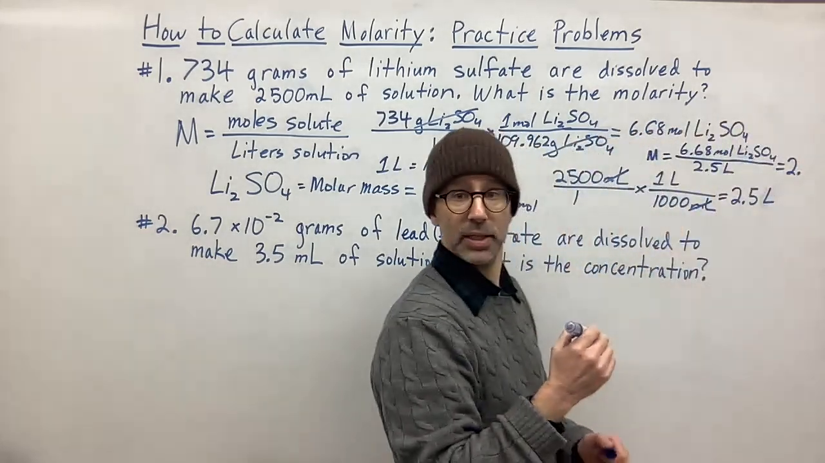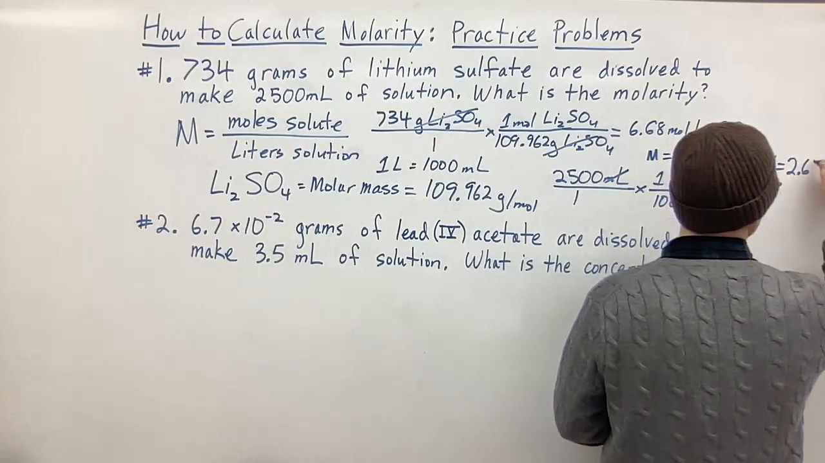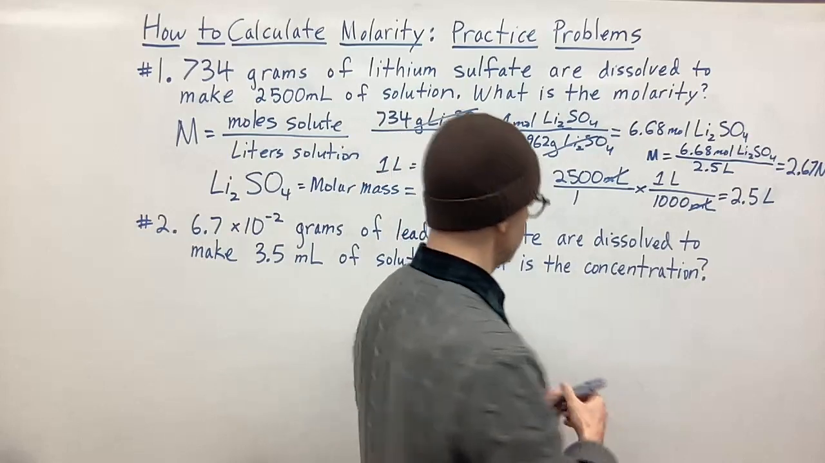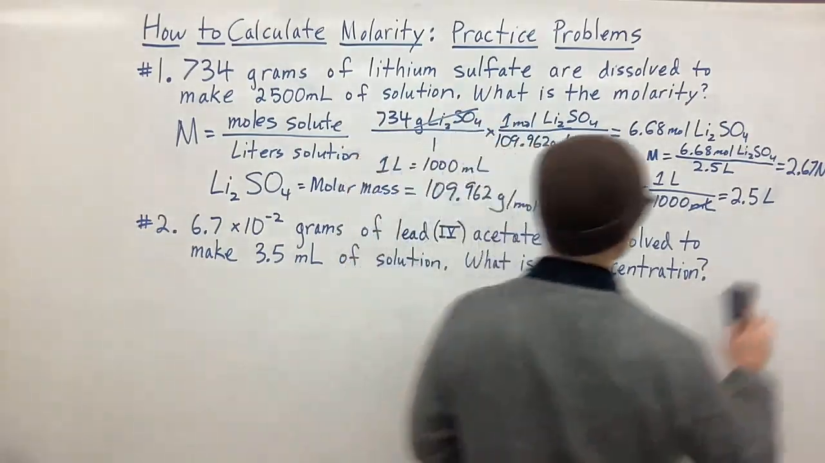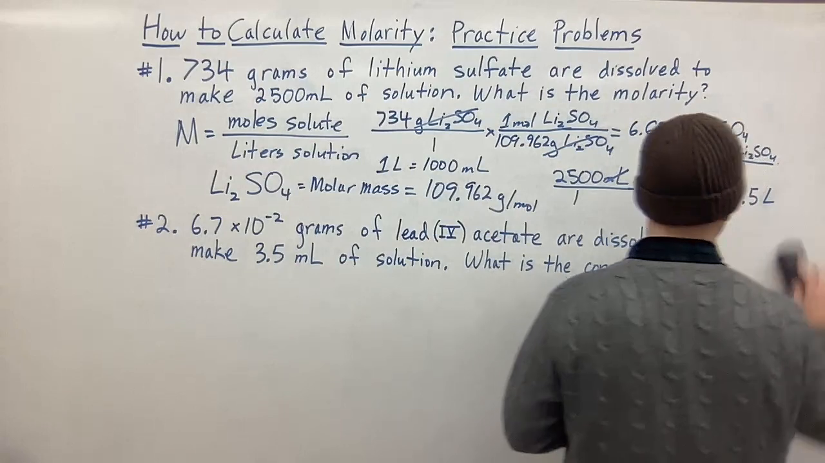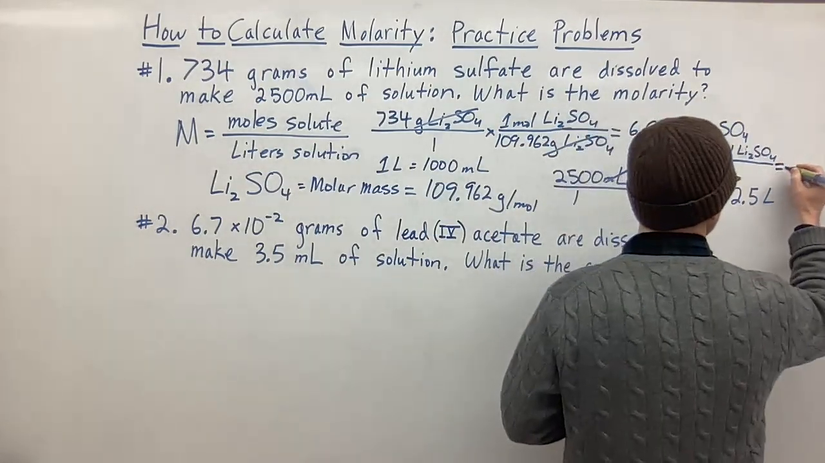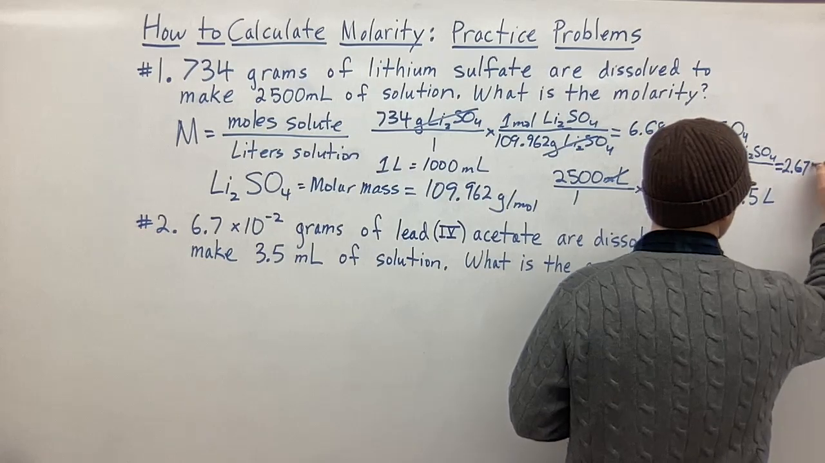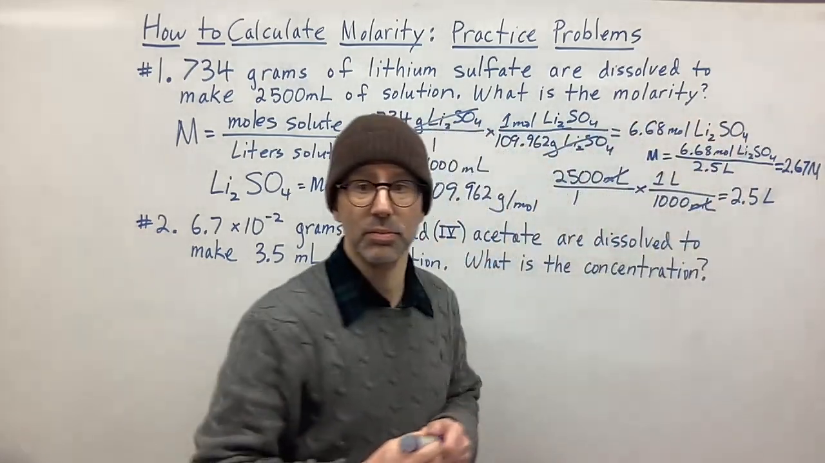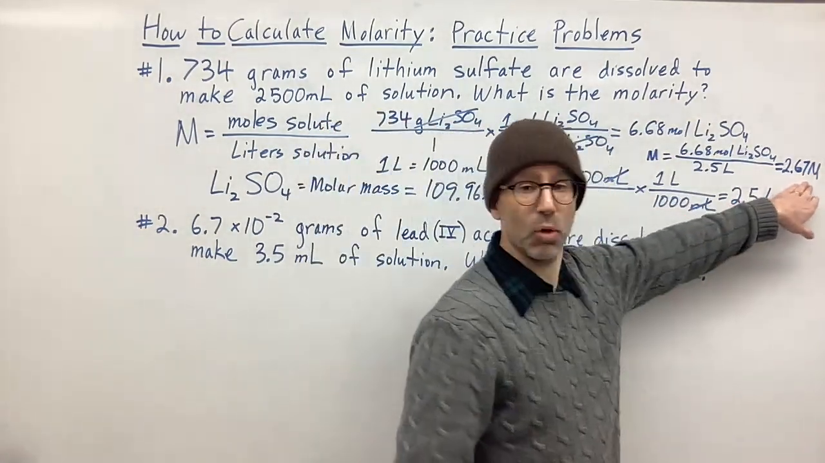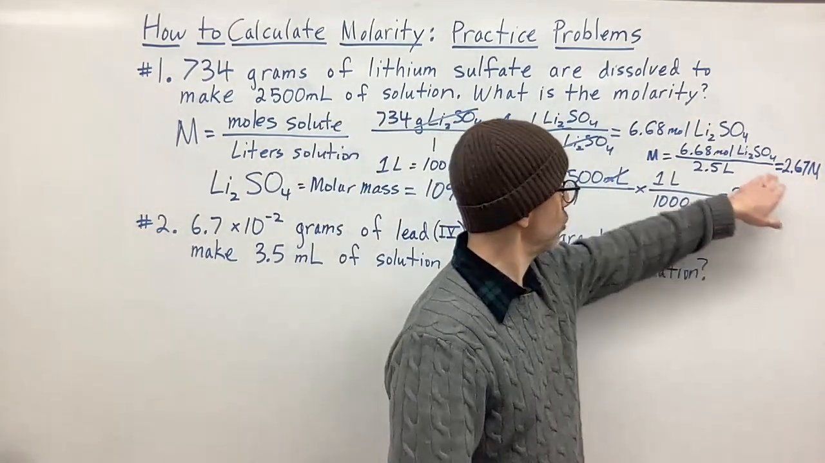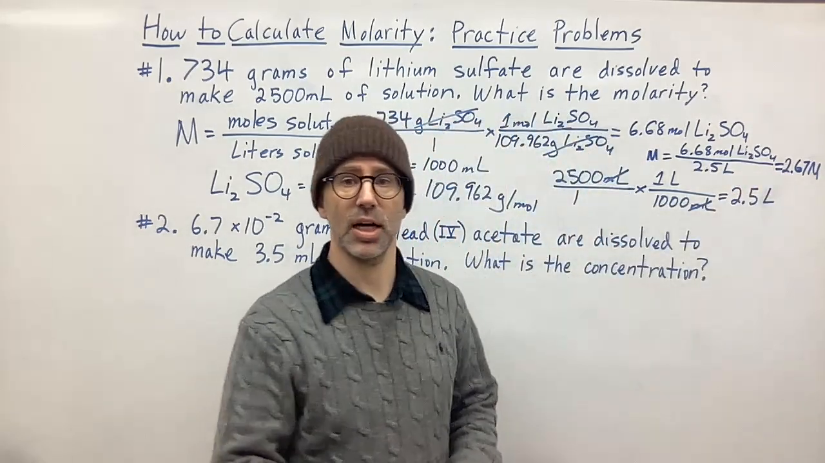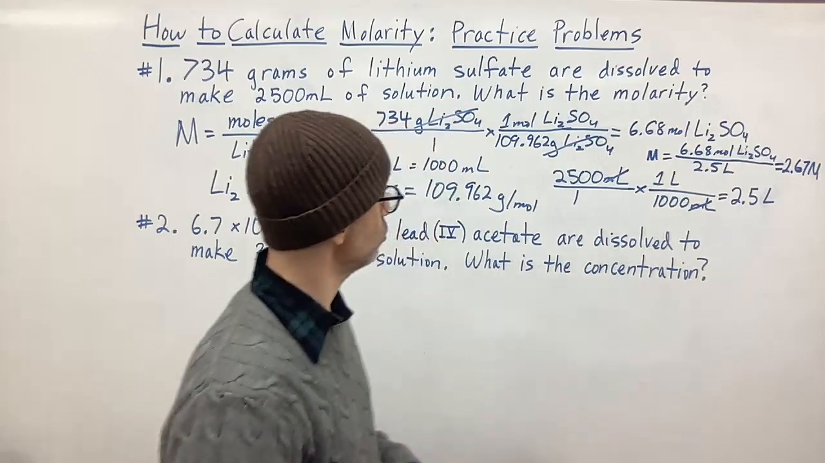So that's going to be 2.667 molar. So the capital M means molarity, molar. So they usually say 2.67 molar for the concentration. So that's the molarity of this particular substance or solution.